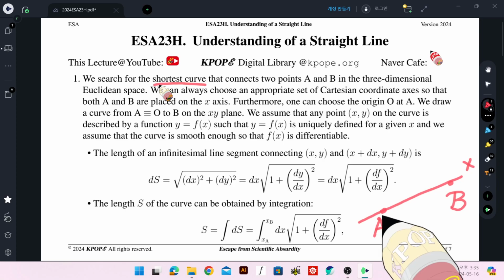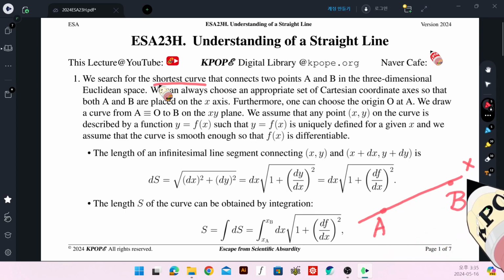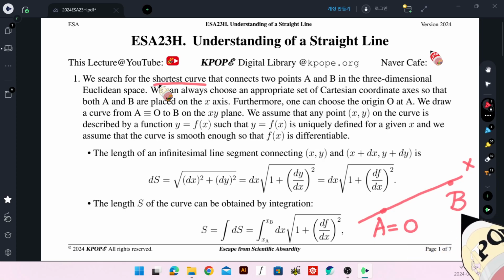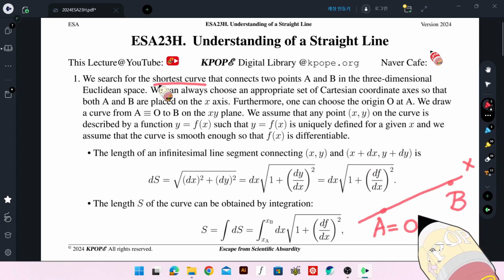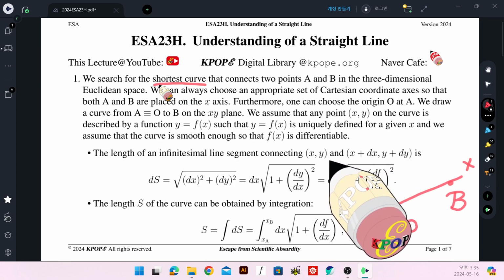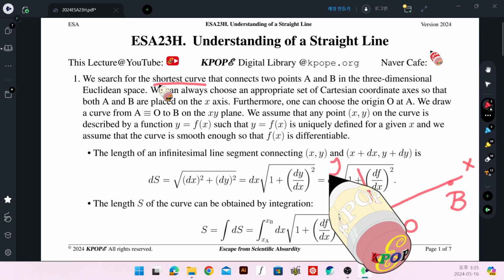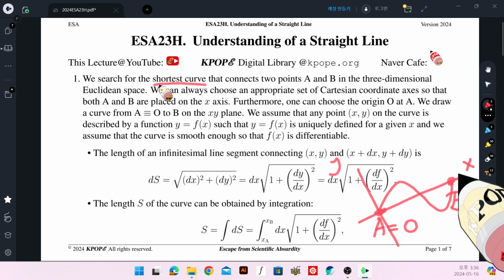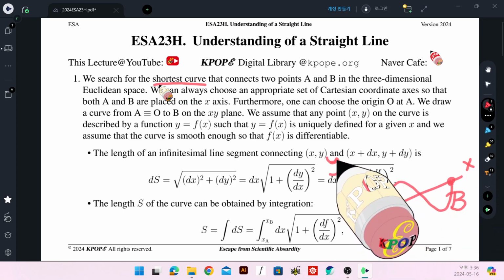This is a straight line connecting A and B. For simplicity, we can choose A to be the origin of this Cartesian axis and choose B on the positive side. Then for any point, we choose an xy plane. For simplicity, we convert this problem into a two-dimensional case. So let the curve connect A, the starting point, to B, the end point, and the curve is on the xy plane only.